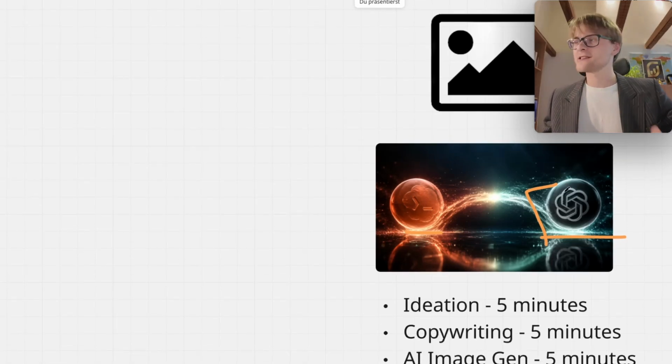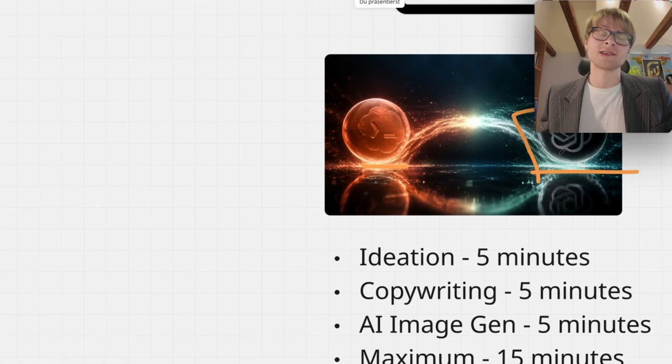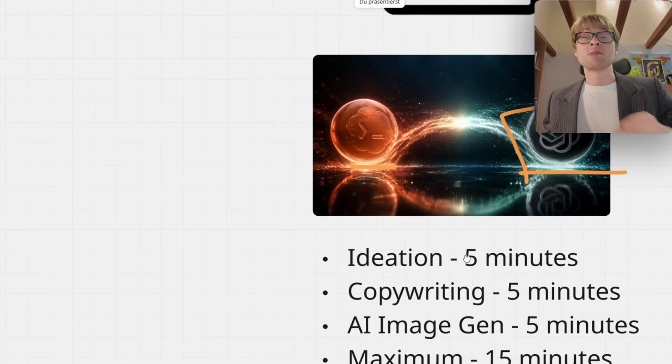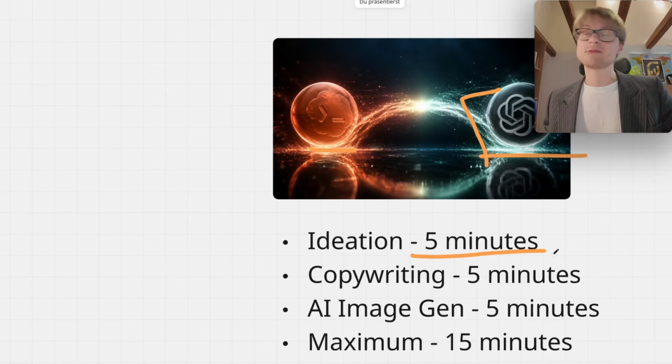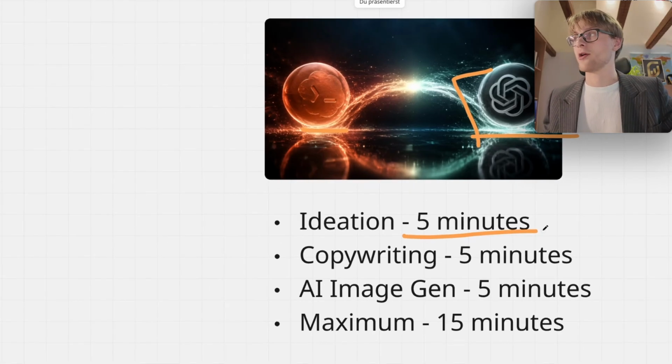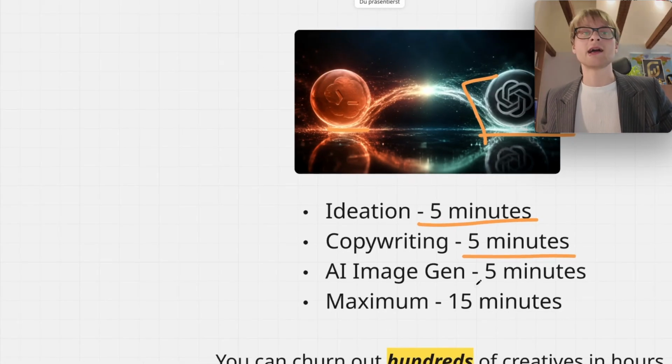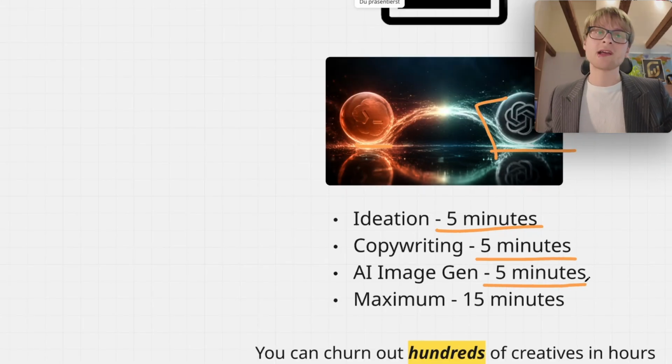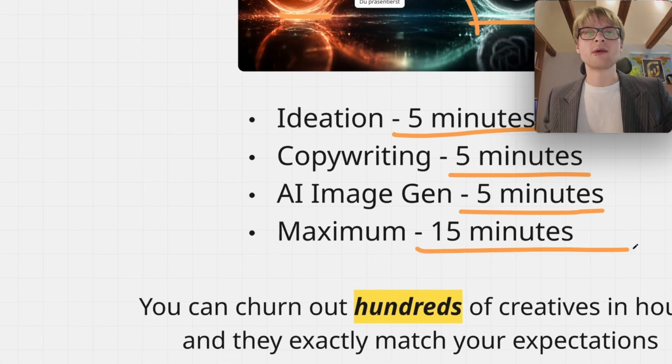I could create 100 statics right now, but if none of these is good, it makes no sense. With this, maximum, ideation takes 5 minutes, generally way quicker. I'm saying I can churn out statics in 5 minutes right now, easy, okay? Copywriting, 5 minutes maximum. It takes like 1 minute for me right now. AI image generation, 5 minutes maximum when you need to iterate, also takes 1 minute. So literally maximum 15 minutes per static.